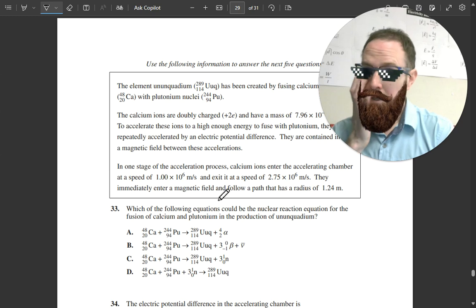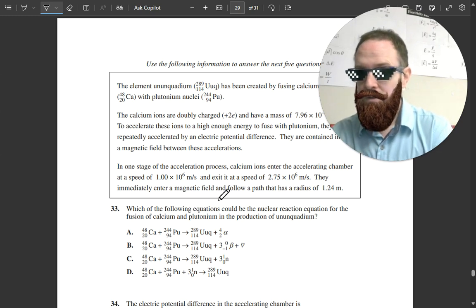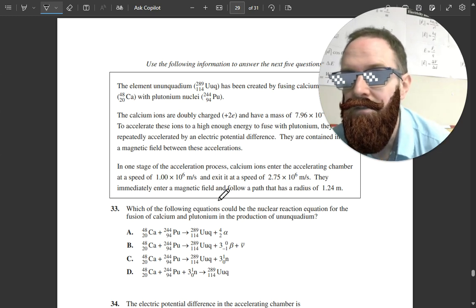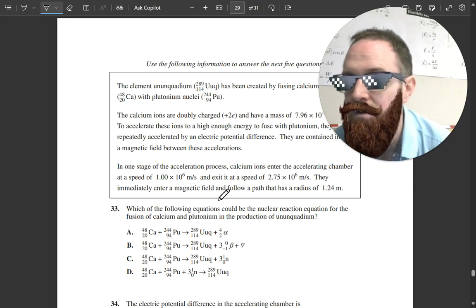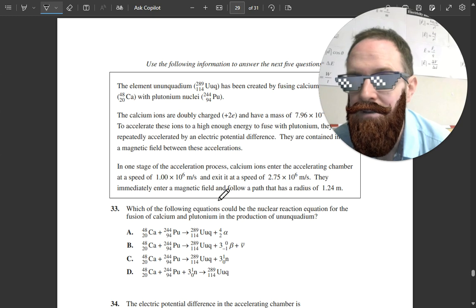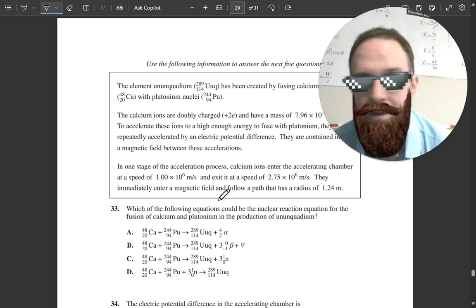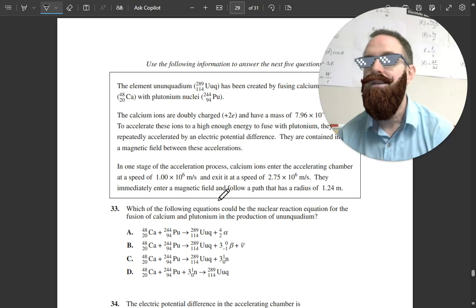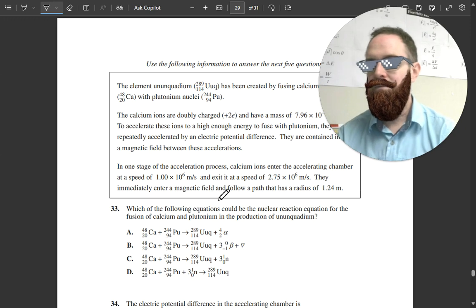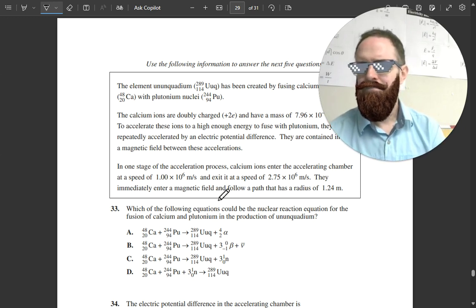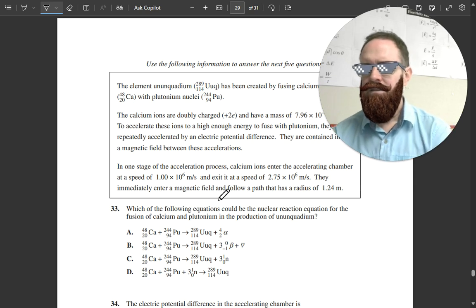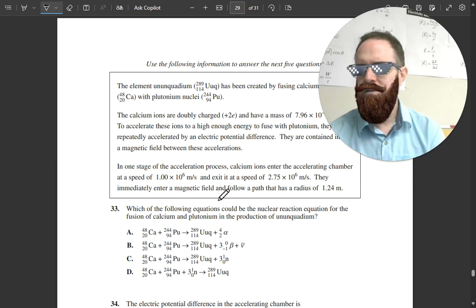Okay, which of the following equations could be related to the fusion of calcium and plutonium in the production of ununquadium? Ununquadium is flerovium now. They actually named it. They didn't have a name back in 2009 when this test was made. Or 2008? 2009. Okay. Calcium, doubly charged, accelerates, fuses.